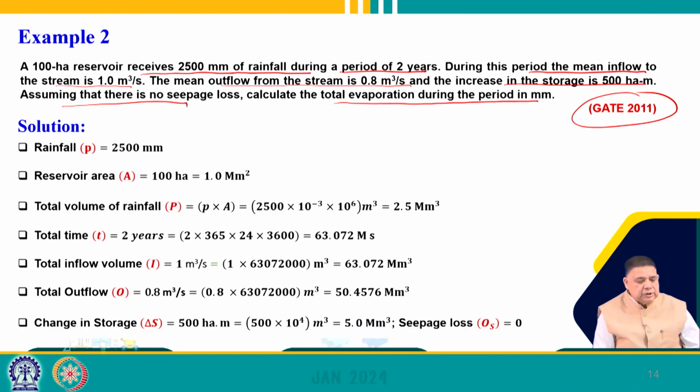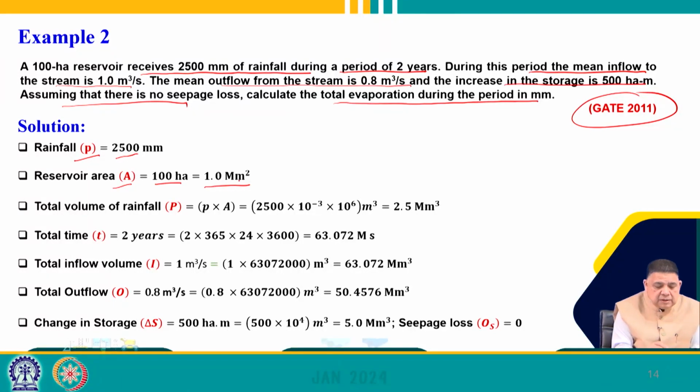So, coming to the solution, different things which are given to us: rainfall is given as 2500 millimeters. Area of the reservoir is given as 100 hectares, which we can write as 1 million square meters. Total volume of rainfall, because it falls on the reservoir area, is P times A, that comes out to be 2.5 million cubic meters.